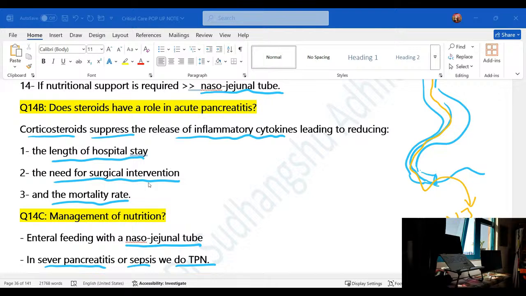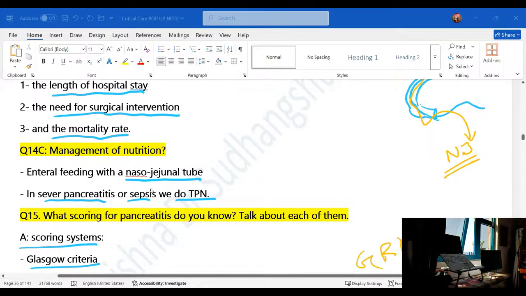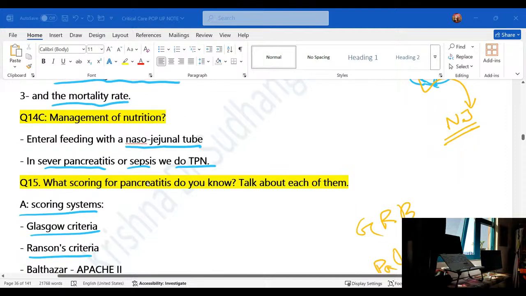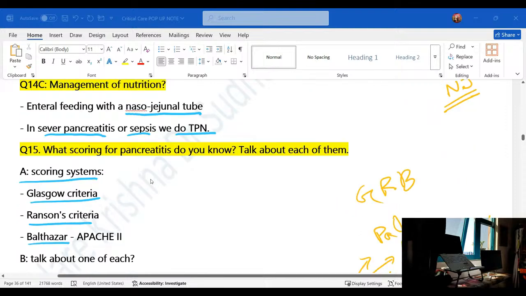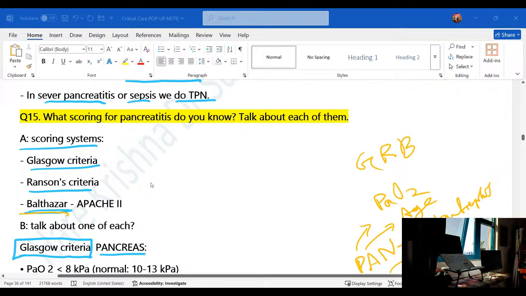Management of nutrition: enteral feeding with a nasojejunal tube in severe pancreatitis, or total parenteral nutrition. What scoring systems are there for pancreatitis? Glasgow criteria, Ranson criteria, Balthazar, and APACHE II.